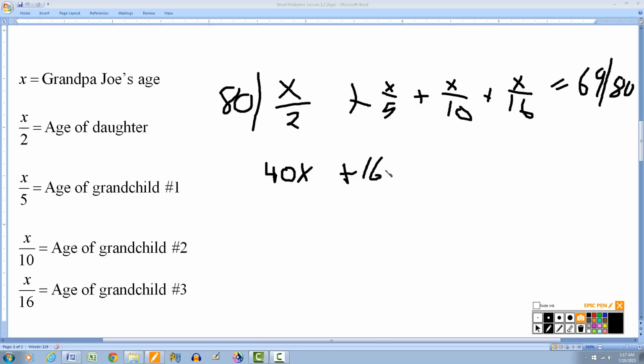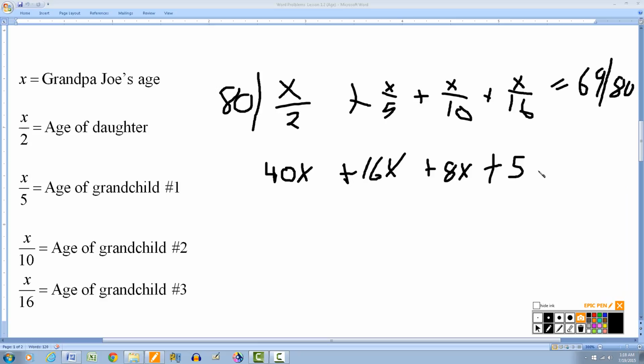Next term multiplied by 80. 10 goes into 80 8 times, so that reduces to 8x. And then multiply the next term, x over 16, by 80. 16 into 80 is 5, so that will reduce to 5x. No fractions now.